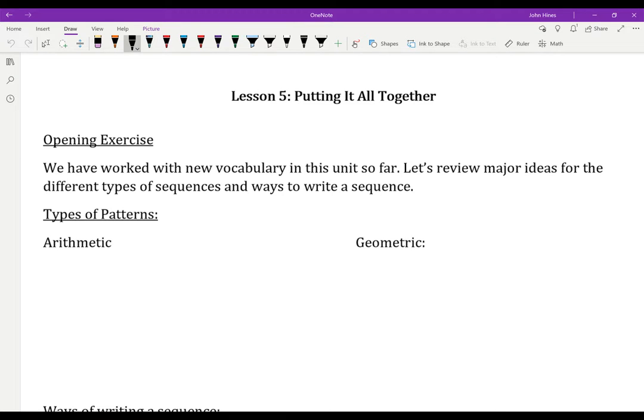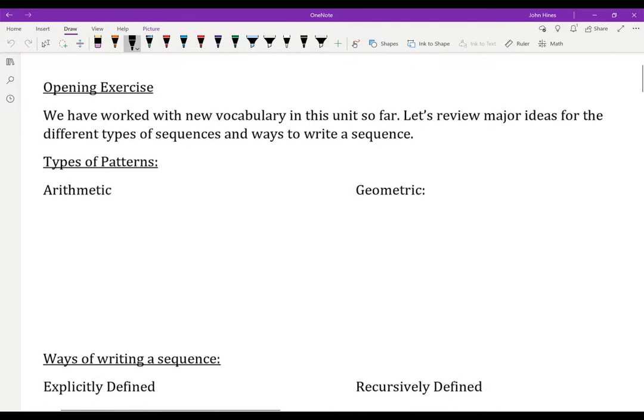Everybody, this is our last lesson on sequences where we're going to put all that we've learned together about these sequences. So there's a lot of new vocab, so let's talk about it. There's two different types of patterns we've explored, arithmetic patterns and geometric patterns. Arithmetic patterns are all about repeated addition.